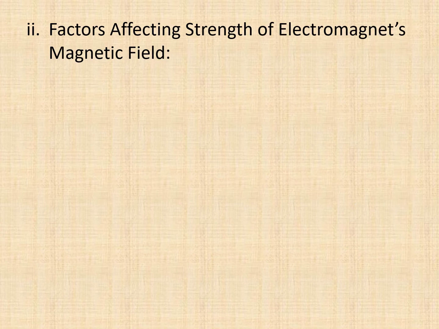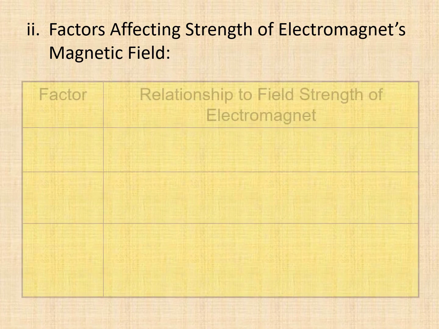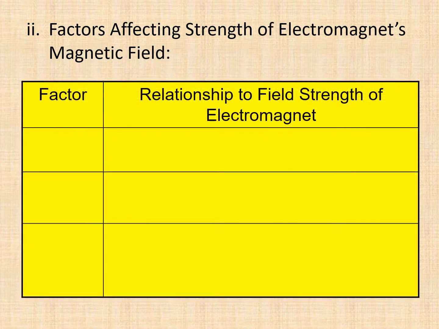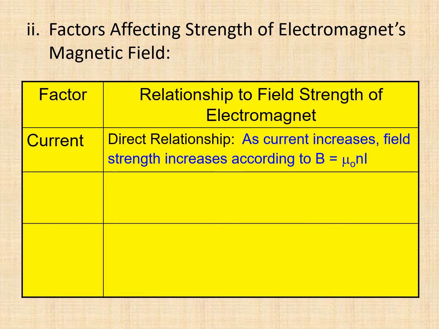So, what sort of factors affect the strength of the electromagnet's magnetic field? Well, using the expression we just derived for the magnetic field inside of the solenoid, two of these factors become obvious. The first is electric current. Looking at the form of the field inside the solenoid, we see that there's a direct relationship between field strength and current. In other words, doubling the current will double the field strength.